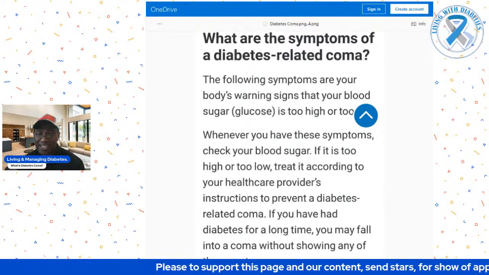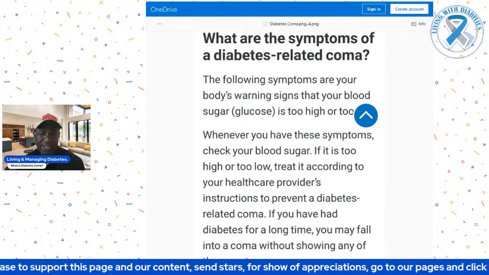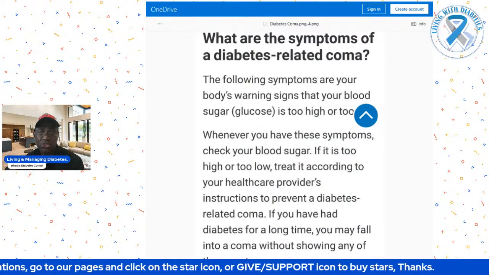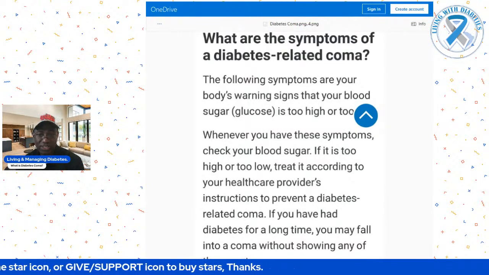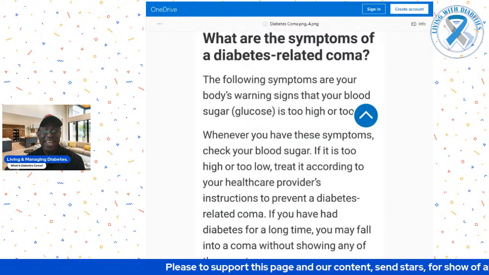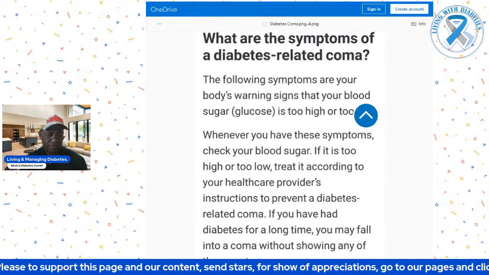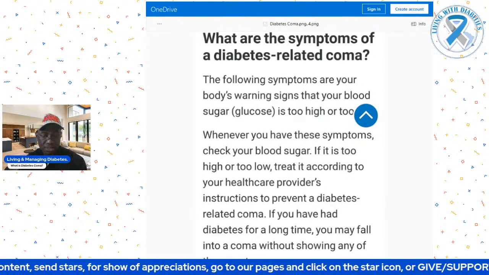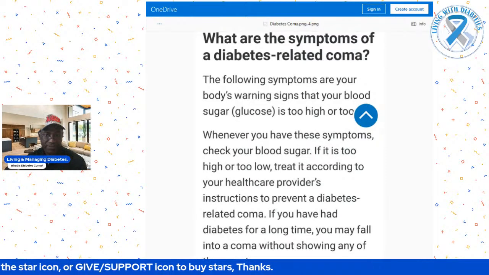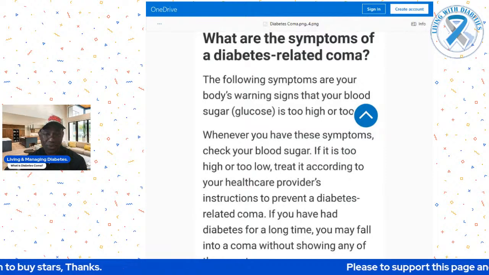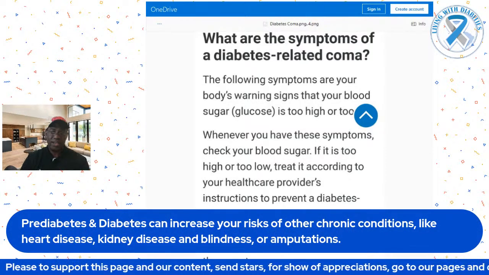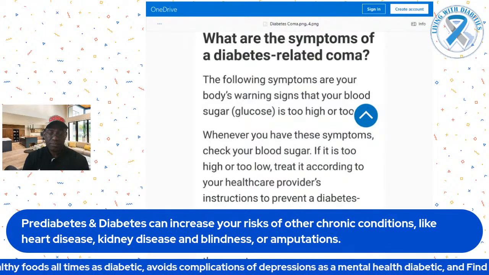So, what are the symptoms of diabetes related coma? When you have these symptoms, check your blood sugar. If it is too high or too low, treat it according to your healthcare provider's instructions to prevent diabetes related coma. If you have had diabetes for a long time, you may fall into a coma without showing any signs or symptoms. So you must be able to interpret any symptoms that come along your way if you're diabetic. If you've been dealing with diabetes for a longer period of time, you should be able to understand the language of diabetes. And once you understand the language of diabetes, then you'll be okay.